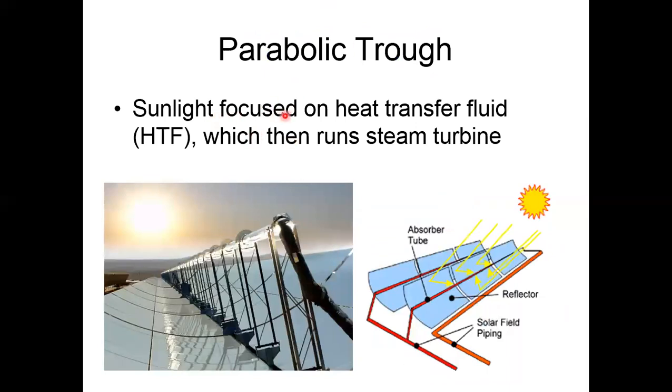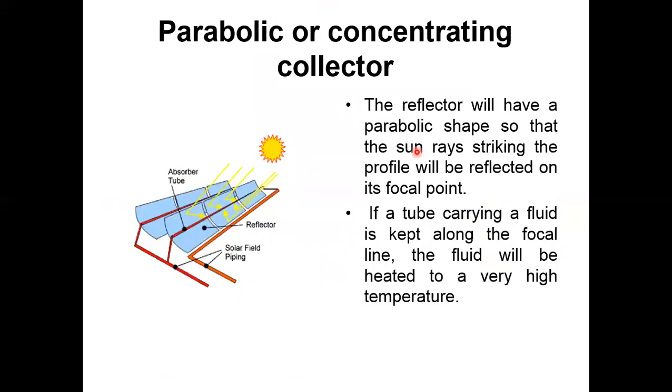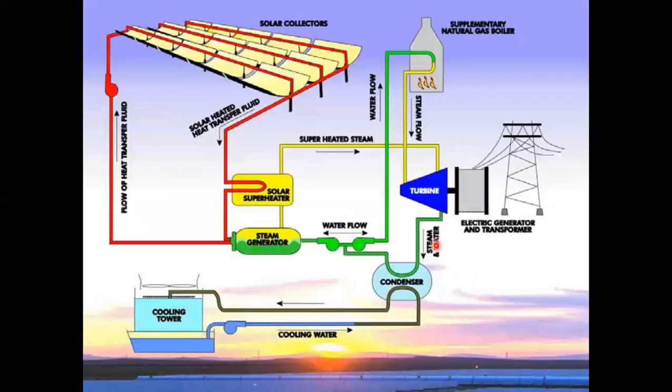So in the parabolic trough, sunlight is focused on the heat transfer fluid, which runs the steam turbine. Here the reflector has the parabolic shape. Okay, so the sun rays will strike the profile, and will be reflected onto its focal point. So here the fluid will be heated to a very high temperature. So this is the detailed diagram.